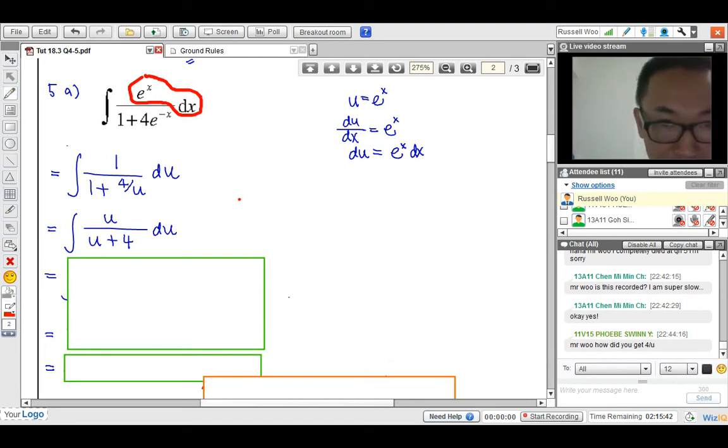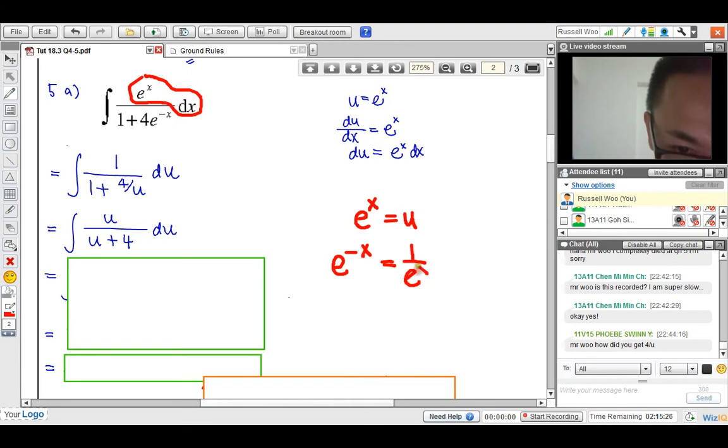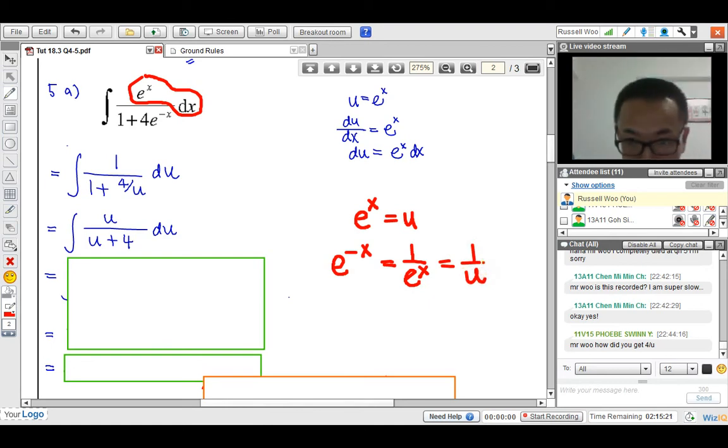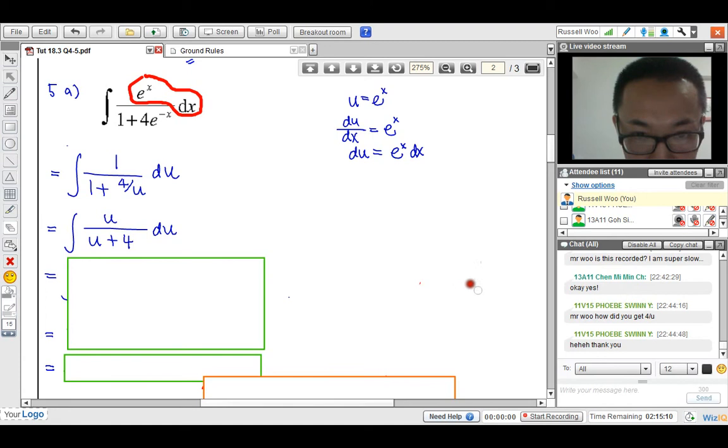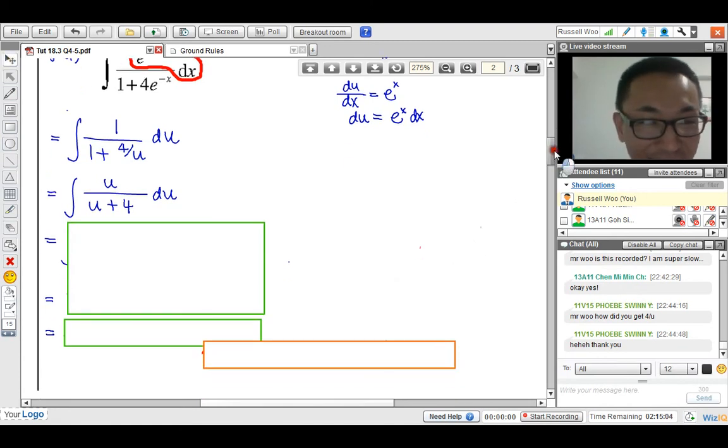Okay, look. e to the power x is u. e to the power minus x is 1 over e to the power x, which is 1 over u. Can? Alright, good. Okay, let's move on.